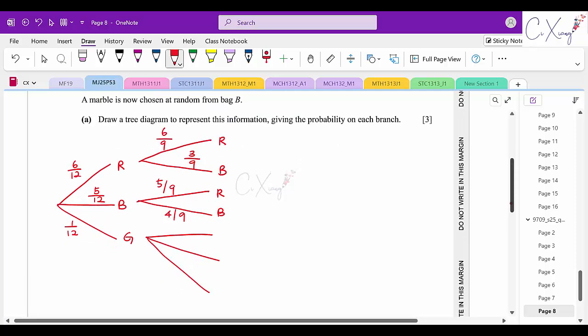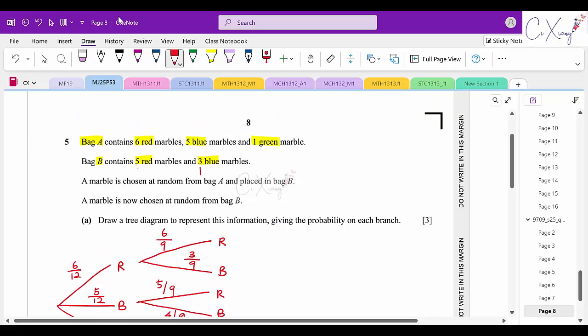So in this case, you'll be having 3 cases: red, blue, and also green. Do you know why? It is because when the first marble you take out is a green color, you put it back into bag B, it is possible that later you'll get a green color marble. Therefore, you have to consider the green color case here.